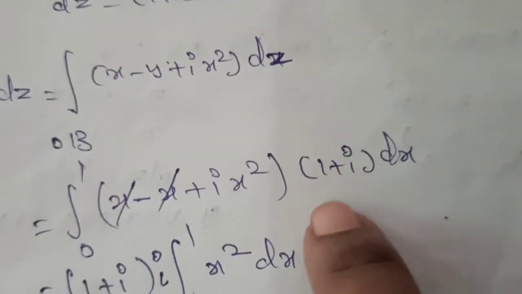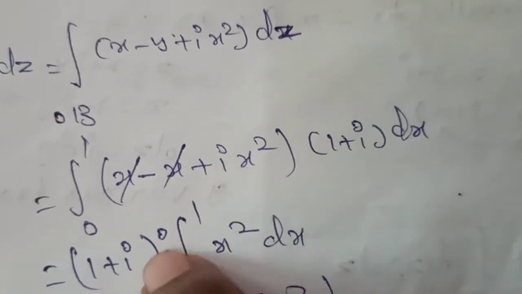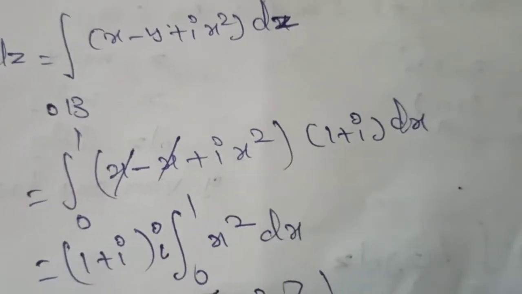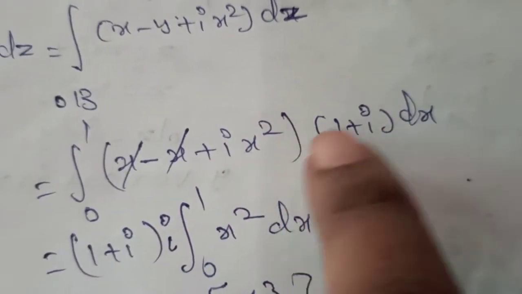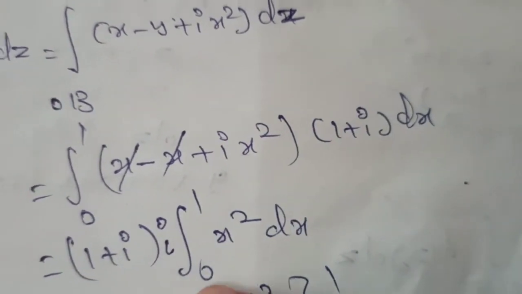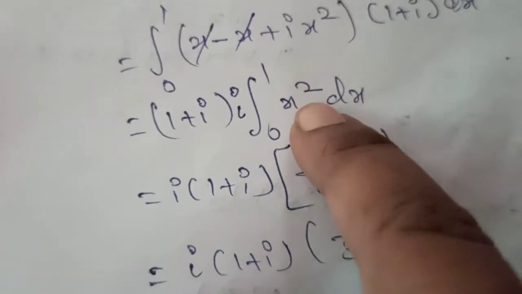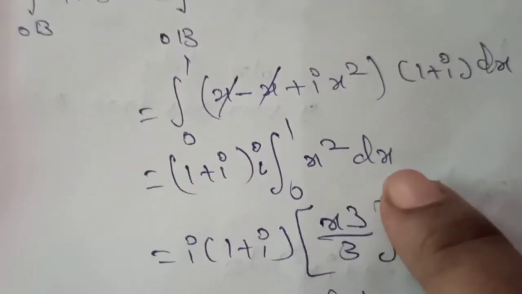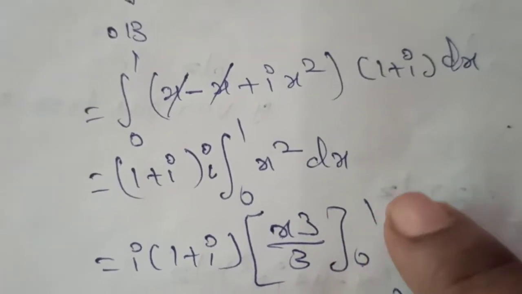First take the constant (1 plus i) outside. Here the plus x and minus x cancel, and the remaining is i times x squared. Take the constant i outside, so it is (1 plus i) times i, integration from 0 to 1 of x squared dx. Now to integrate, the formula for x squared is x cubed divided by 3, with limits 0 to 1.